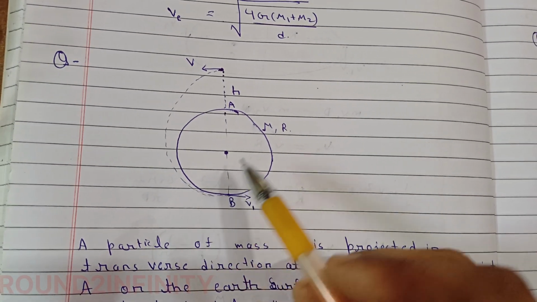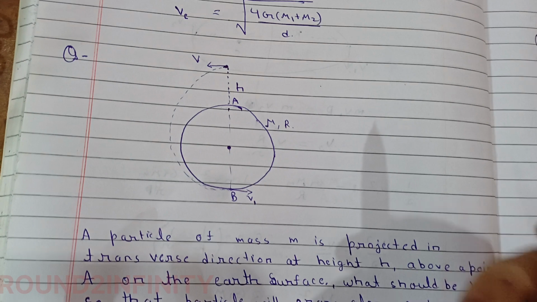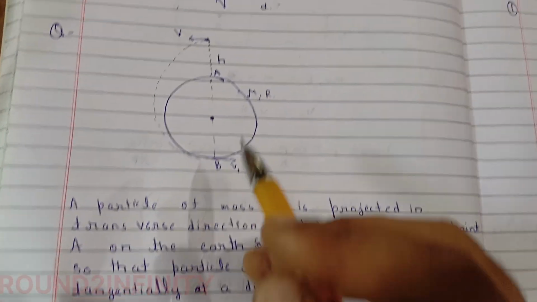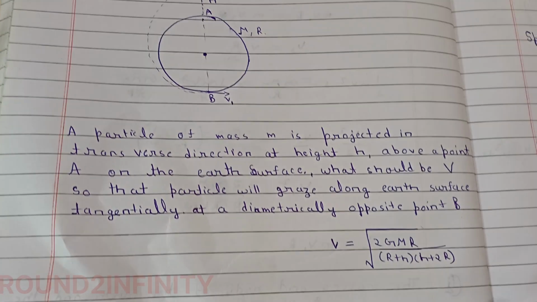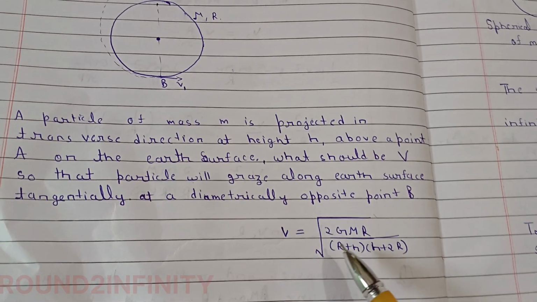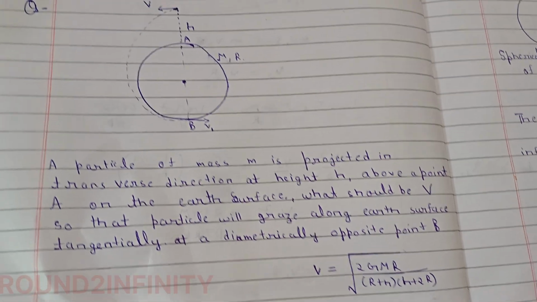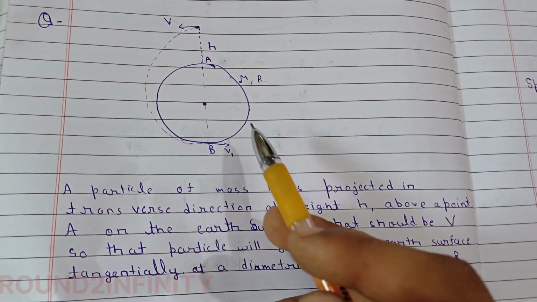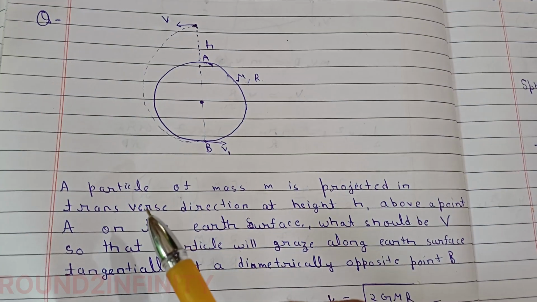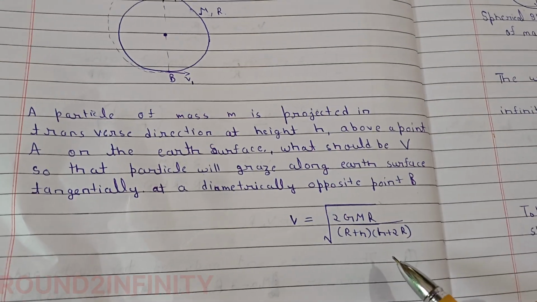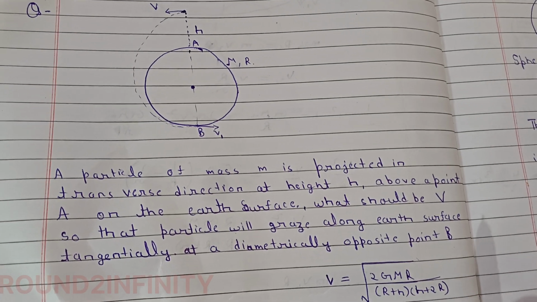Mass and radius are given, and height h is given. So you need to find what should be this velocity v. The answer is v equals under root 2GM r over (r plus h) plus 2r. So try to solve. Use the conservation of angular momentum and conservation of energy. Using both of them you can get this expression. So I have given you a hint. Try to solve this. Thank you everyone.